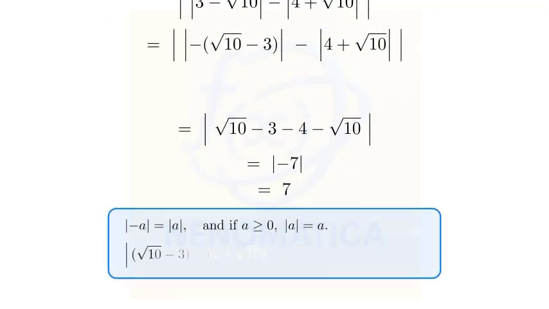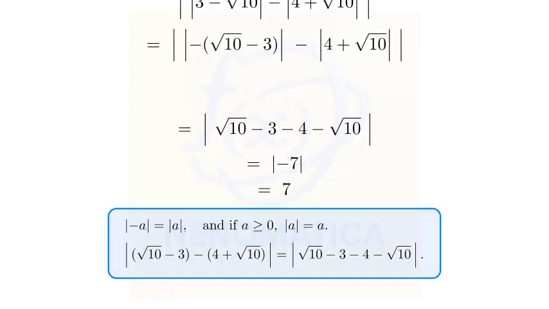Key facts used. The absolute value of negative A equals the absolute value of A. If A is greater than or equal to 0, then the absolute value of A equals A. And we use the property that the absolute value of a difference is the absolute value of the combined expression after simplifying signs.